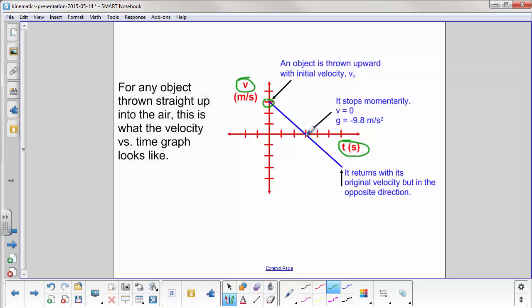and then it starts falling, increasing its speed the entire time, and it has an acceleration equal to negative 9.8 meters per second squared. Right here at the bottom, when it completes its trip, it has the same speed, but velocity is different. The velocity is the negative of the velocity it started with, or in the other direction.